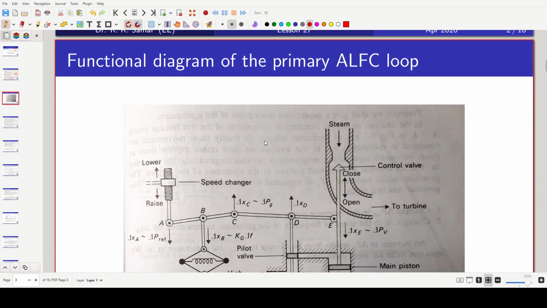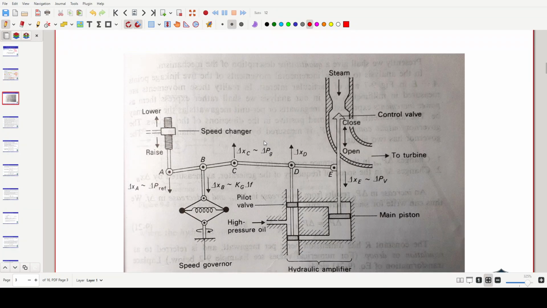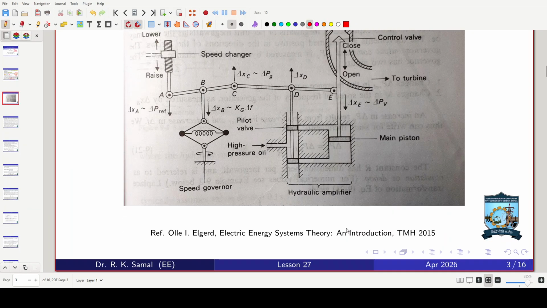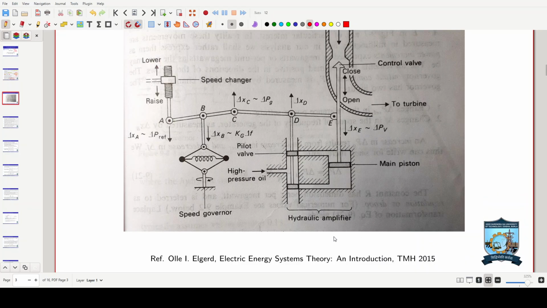Okay, so this is one diagram that I talked to you about. This is a hydraulic amplifier based governor. So this is no longer used in modern power plants, but this gives us some idea regarding how a governor functions. And this is from the classic Elgerd book. Okay, so it is adopted by almost every textbook in power systems.